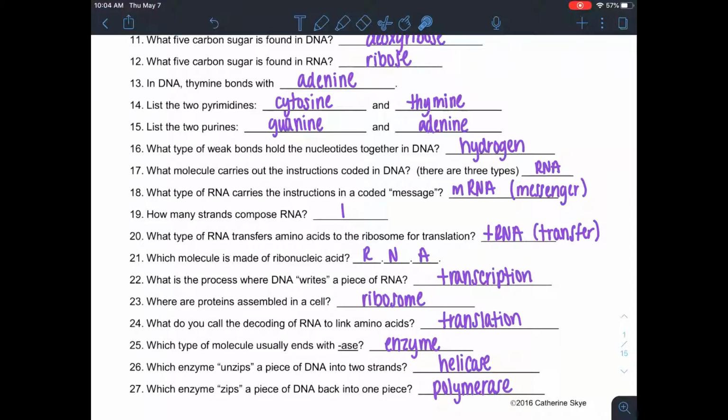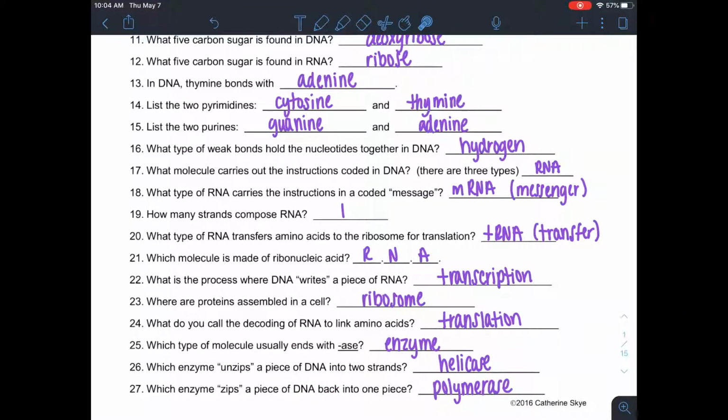Now, typically, what enzyme unzips a piece of DNA into two strands? That would be helicase, right? And I want to highlight here, it's helicase when it completely causes hell or havoc, right? It's when it completely splits the DNA into two strands, it is helicase, right?